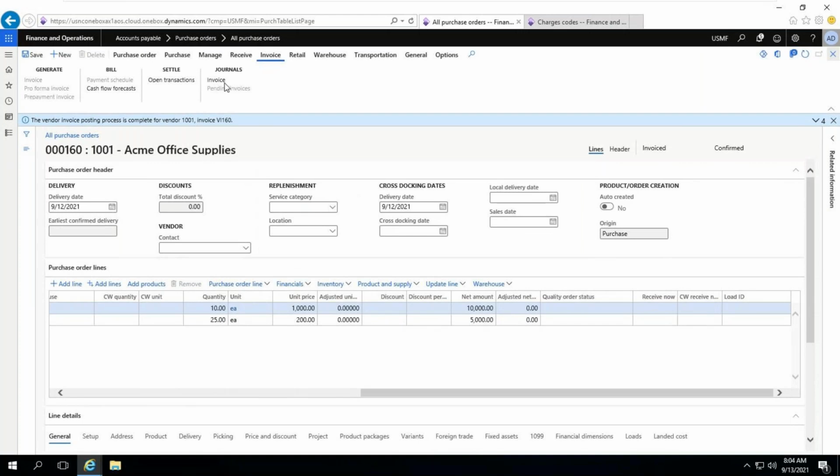So if you click on journals, invoice, voucher, I will show you. Actually, it should be seconds only, but my bad luck, the system performance is very slow.